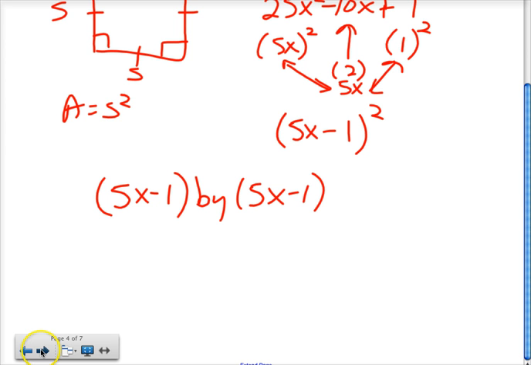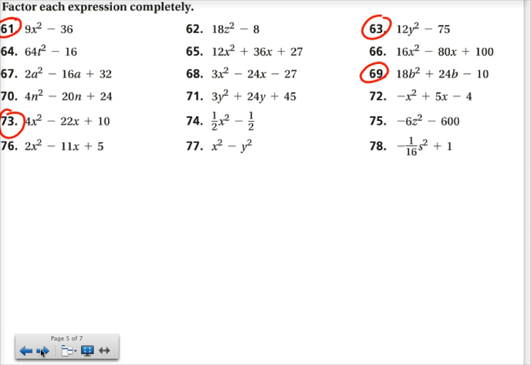Then back to some good old factoring here, starting with number 61. And you're going to notice the directions have changed just a little bit here. It says factor each expression completely. That generally is a hint that we may have to do more than one form of factoring here. So first things first, I look for that common monomial factor, and I notice there is a 9 that could come out of both of those.